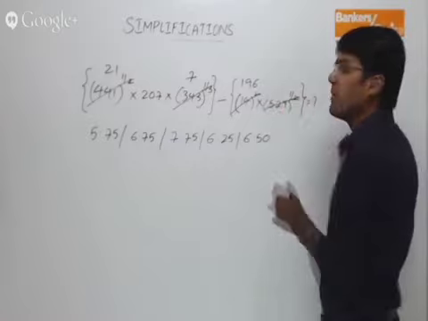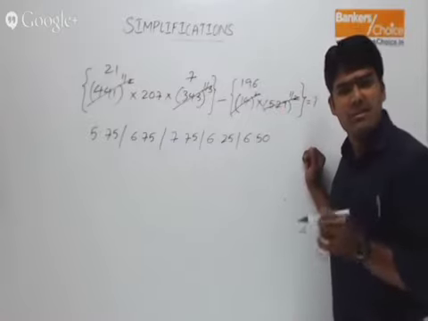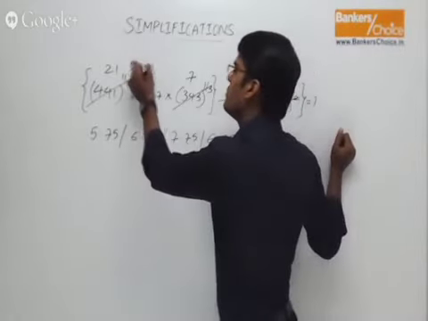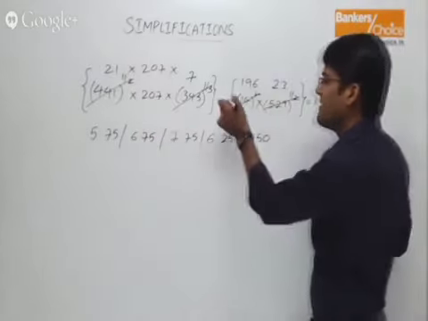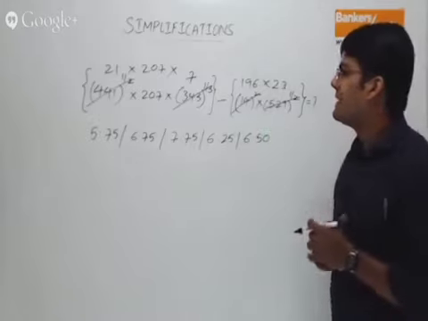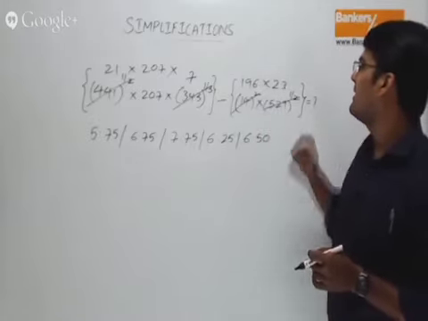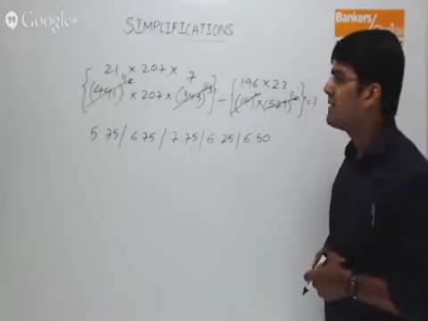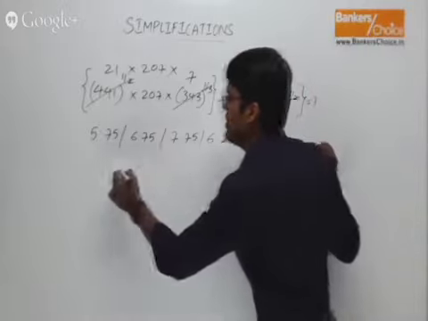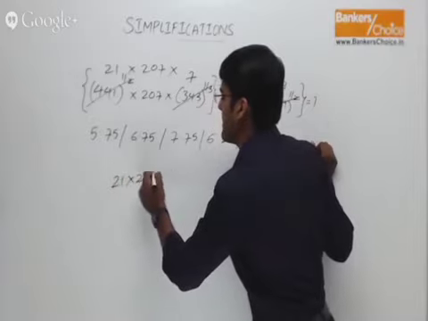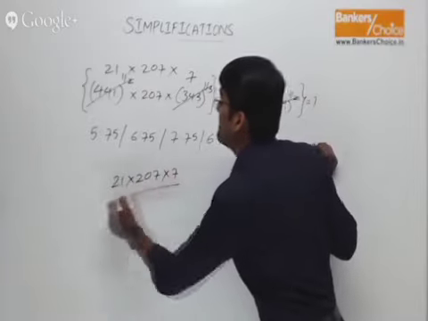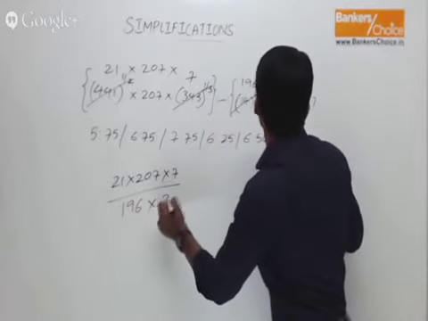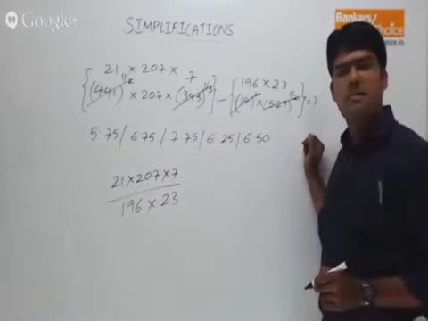So 529 square root. What is the square root of 529? 23. Yes or no? 23 square is 529. So 21 into 207 into 7 divided by 196 into 23. Yes or no? 14 square is 196. The square root of 529 is 23. Now try to simplify this. What do you see? If you really look at it, 21 into 207 into 7 divided by 196 into 23.